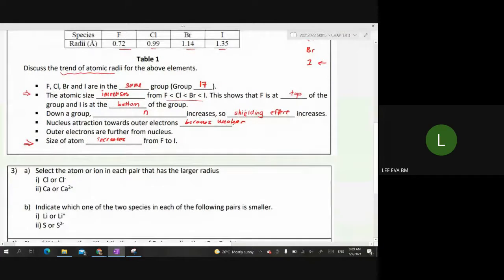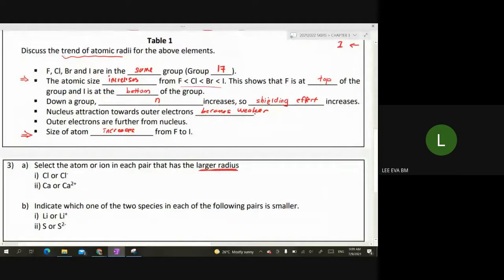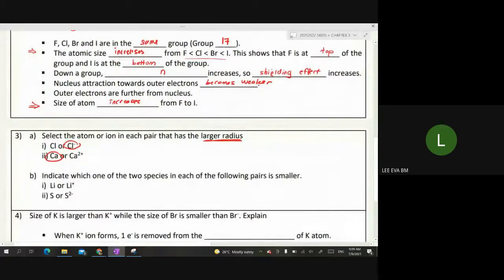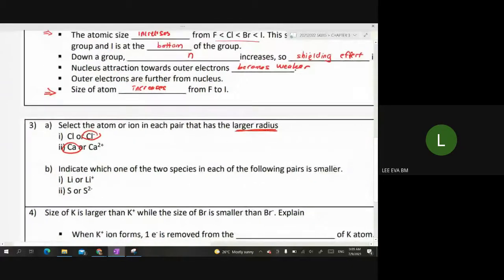Okay, question number 3. Select the atom or ion in each pair that has the largest radius. Cl or Cl minus, which one having largest radius? Cl minus. Ca or Ca2 positive, which one is larger? Ca. Ca, well done. Nak practice ceritakan pun boleh. Tapi dekat sini Madam bulatkan jawapan saja.